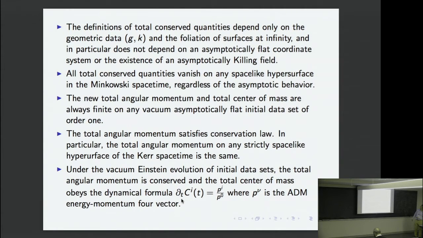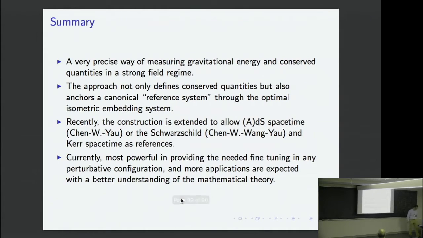For example, we prove this invariance of total angular momentum theorem. In the Kerr space-time, you can take any strictly spacelike hypersurface and take our definition of total angular momentum, and it's always a constant. While if you take, for example, the ADM definition, you're going to see some pathological examples. Also this center of mass satisfies a nice formula, which is essentially the P equals mV formula for the Einstein equation. So let me just summarize on the last page.